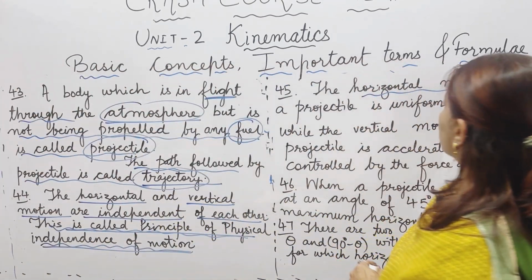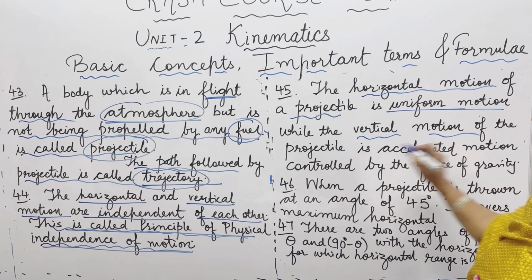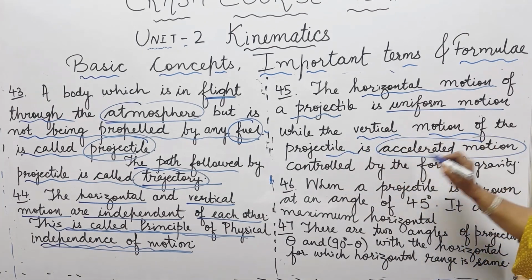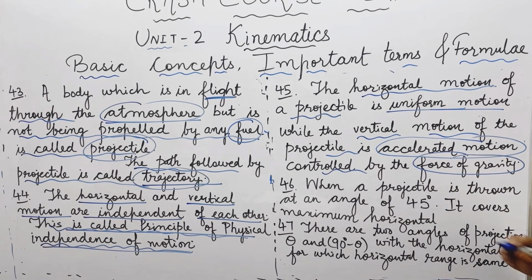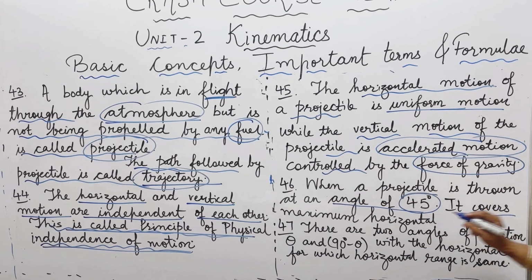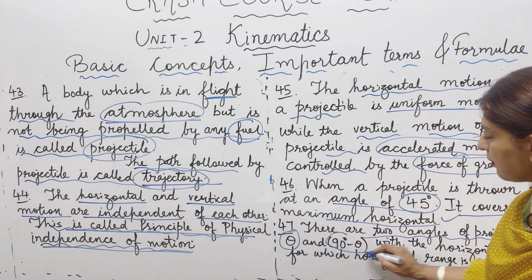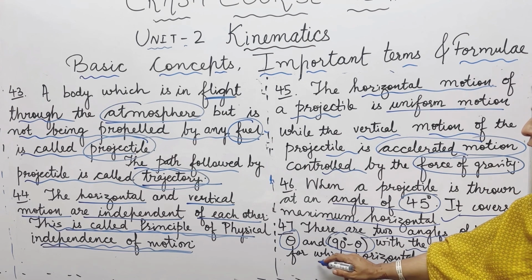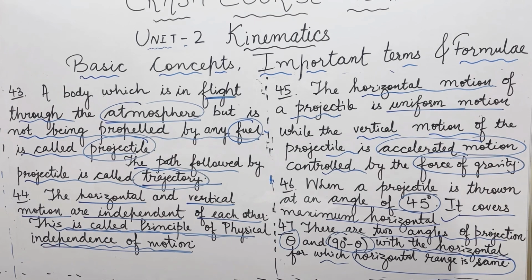The horizontal motion of a projectile is uniform motion, while the vertical motion of the projectile is accelerated motion. And this accelerated motion is controlled by the force of gravity. When a projectile is thrown at an angle of 45°, it is going to cover the maximum horizontal range. Maximum horizontal range is at 45° angle of throw. There are two angles of projection, theta and 90° minus theta, with the horizontal, for which the horizontal range is going to remain the same.